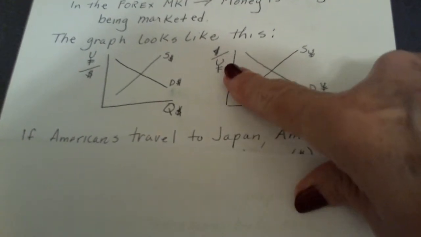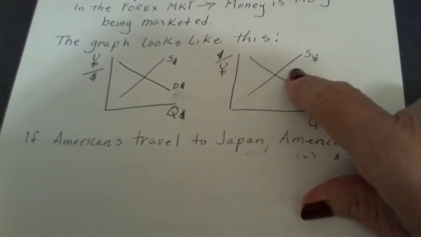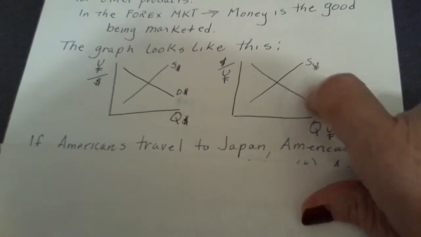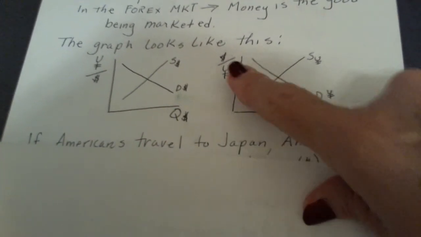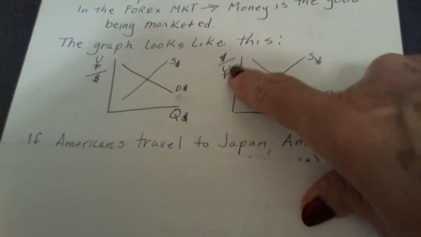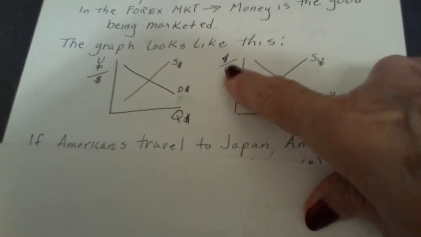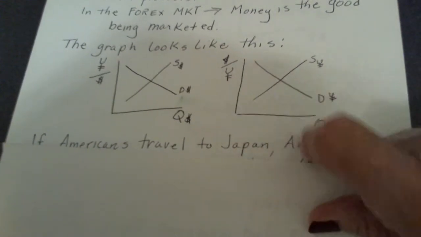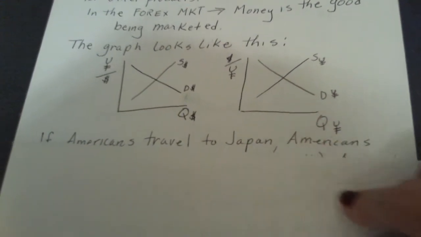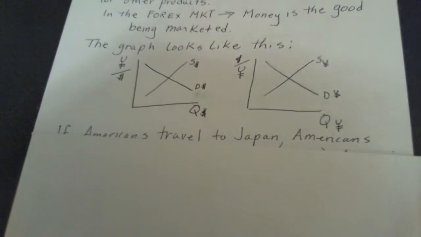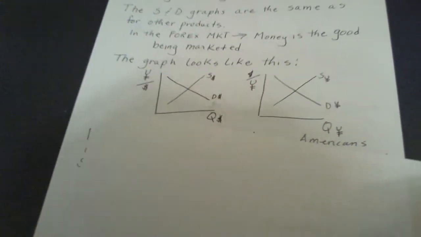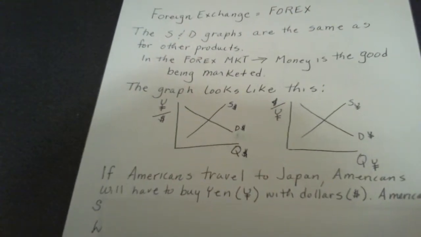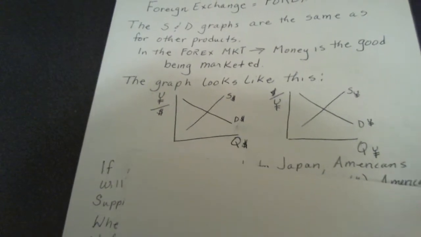You have supply of yen, demand for yen. This is the price per yen, dollars per yen. That's how many dollars are spent for the yen. So we're looking at Japan. If an American travels to Japan, Americans will have to buy yen with dollars.